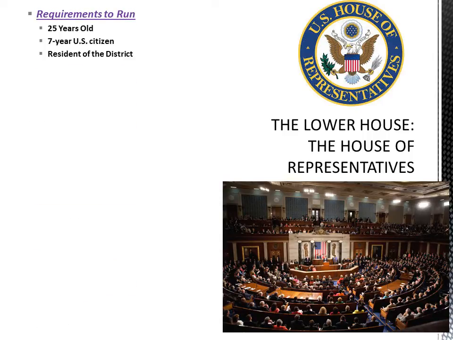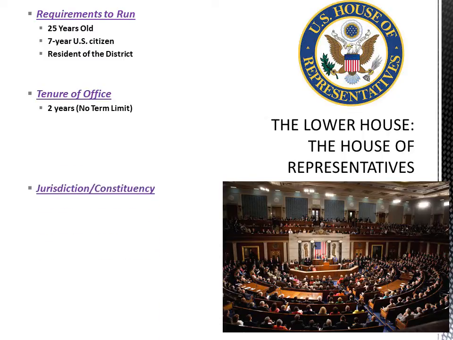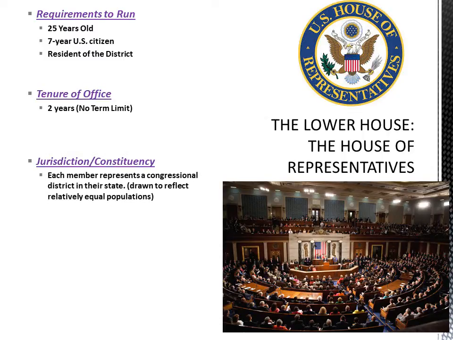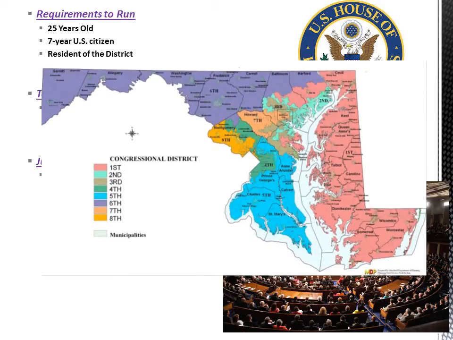To run for the House of Representatives, a person must be at least 25 years old, a 7-year citizen of the United States, and a resident of the district that they wish to represent. Their tenure of office is the shortest of any federally elected official, just a 2-year term, though they can run for as many consecutive terms as they wish. Their jurisdiction or constituency is the people of their elected congressional district. Each of those districts is drawn in a way that reflects relatively equal populations.